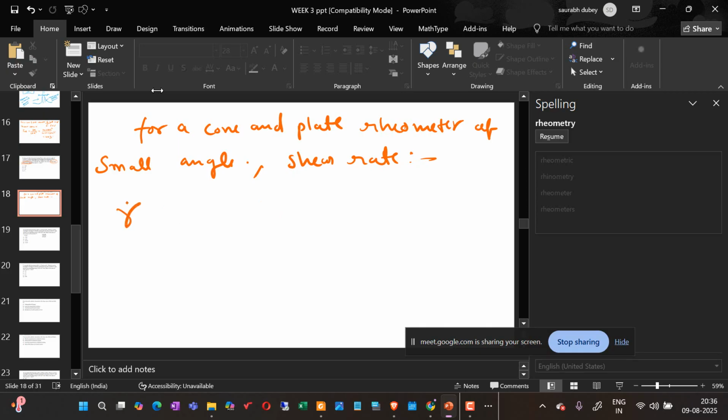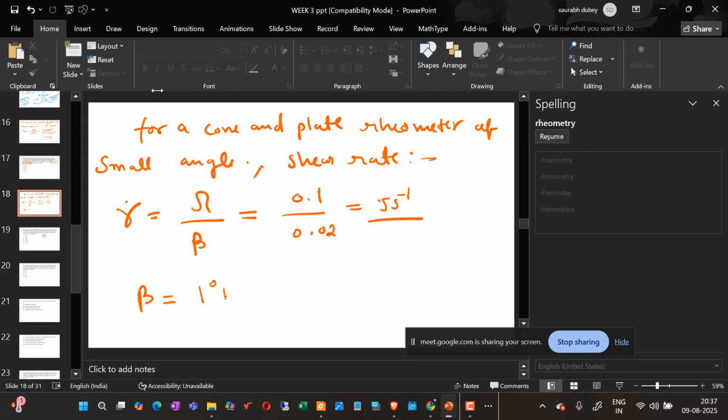You just have to calculate the omega divided by angle beta. That can be written as 0.1 divided by 0.02. So this is 0.02 that you are getting, and this you will get as 5 second inverse. Why? Because this beta equals to what?